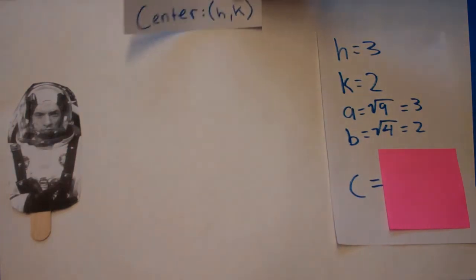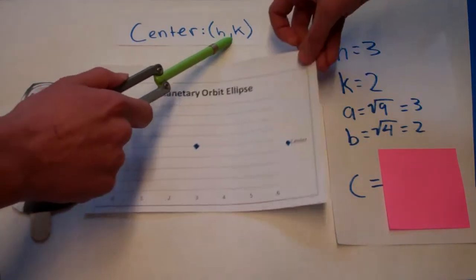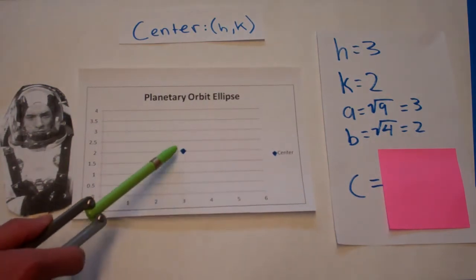That means the center, which given the standard form is (h, k), is (3, 2). He added the center to the graph.